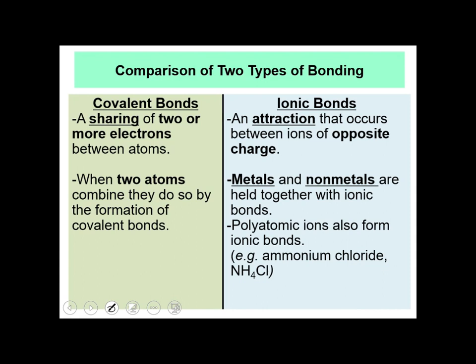So comparison between these two types of bonding, covalent and ionic bond. Covalent bond involves sharing of electrons, but ionic bond involves attraction between cation and anion. Okay. Covalent bond is when 2 atoms combine together. Ionic bond, metal and non-metal are held together, but they are not combined.